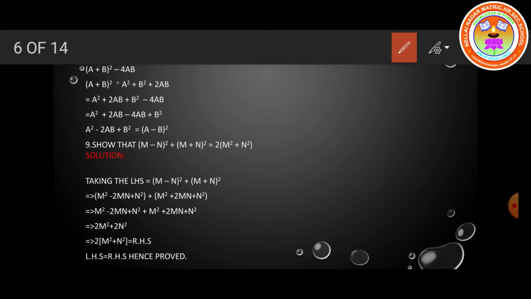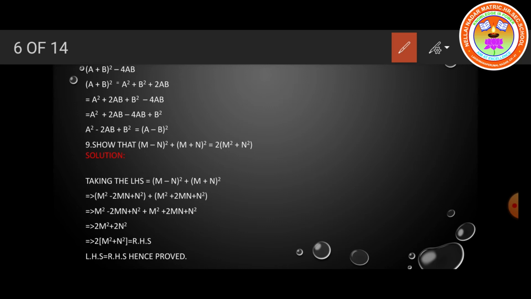Show that (m minus n) the whole square plus (m plus n) the whole square is equal to 2 into (m square plus n square). We are going to take the LHS. We are going to prove the LHS equals the RHS. LHS means left hand side, RHS means right hand side. We are going to simplify the LHS and you get the RHS. Can you understand, all of you?